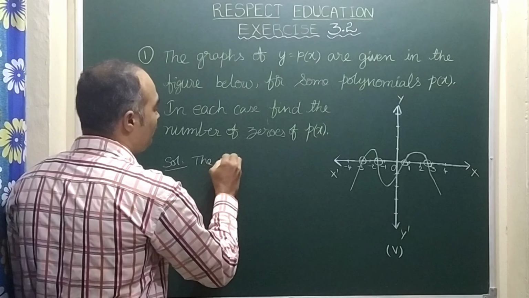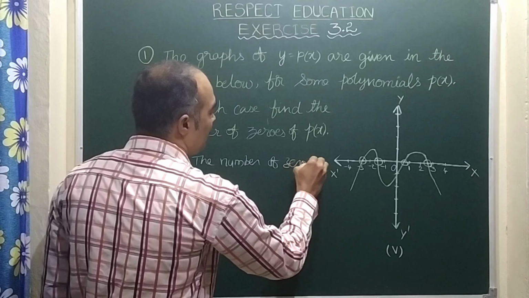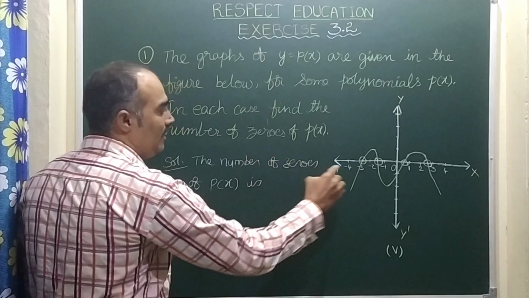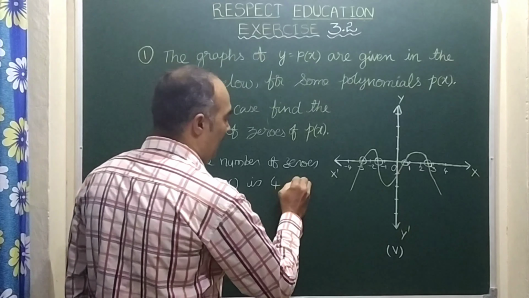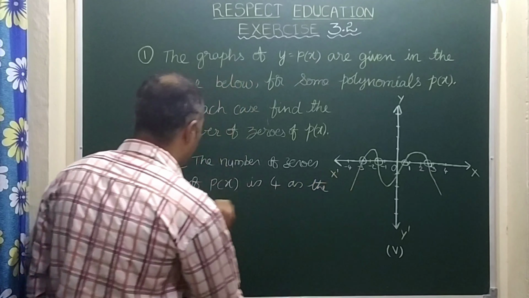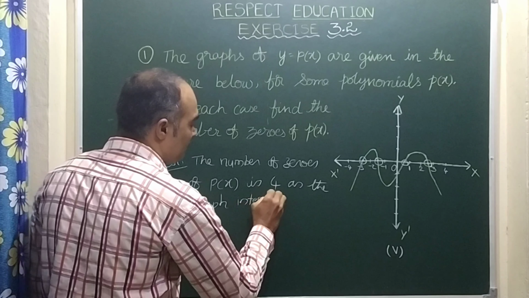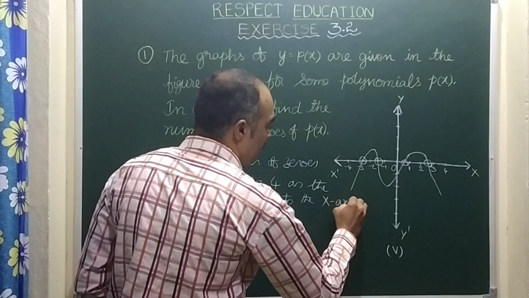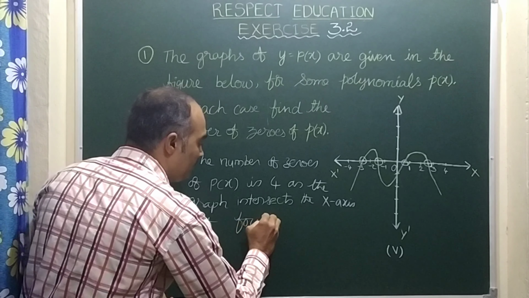The number of zeros of p of x is, here I have seen 4. So the number of zeros is 4, as the graph intersects the x-axis at 4 points.